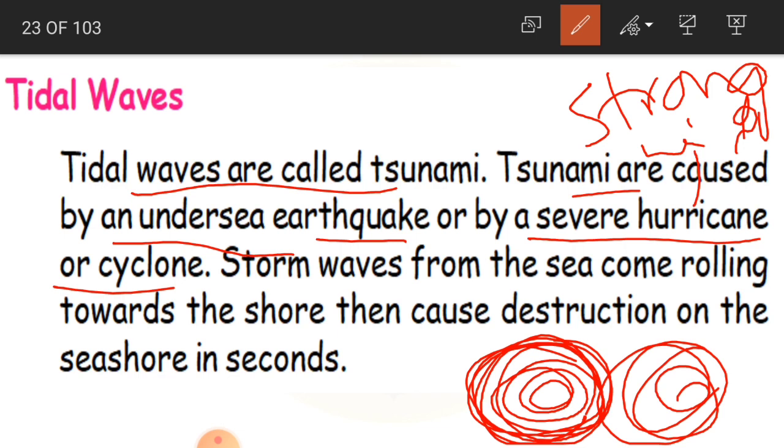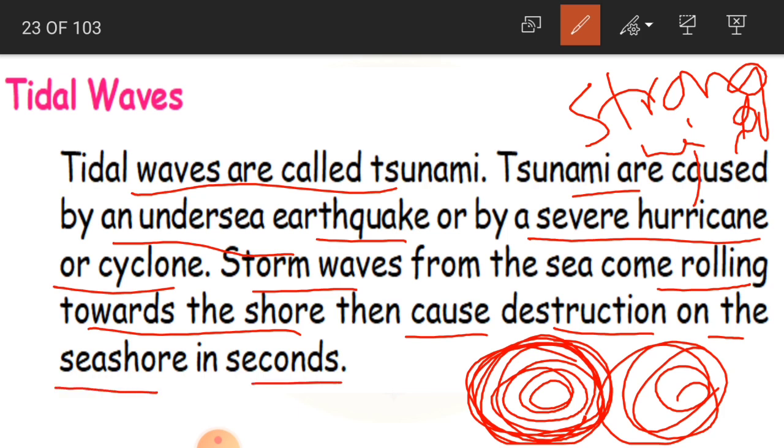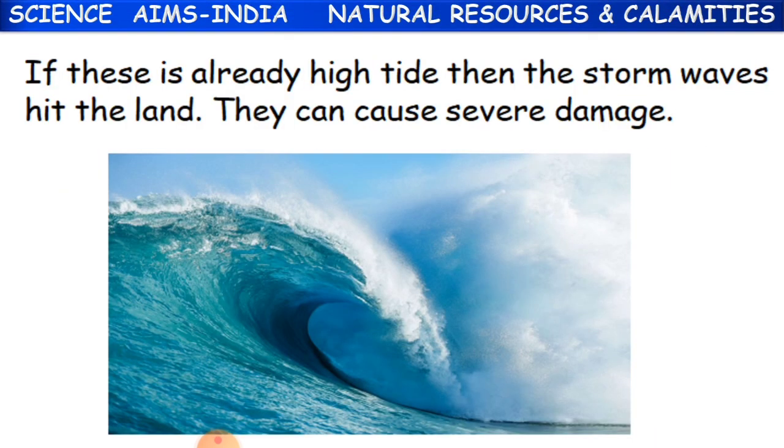Okay, children. And storm waves from the sea come rolling towards the shore, then cause destruction on the seashore in seconds. Storm waves, in the sense, like rain, thunder, lightning, all this. So these storm waves are coming from the sea. And how do they come? They are rolling towards the shore, and this also causes destruction on the seashore.